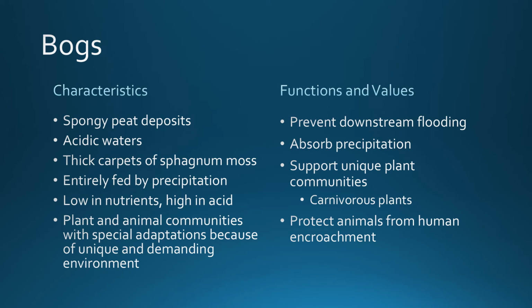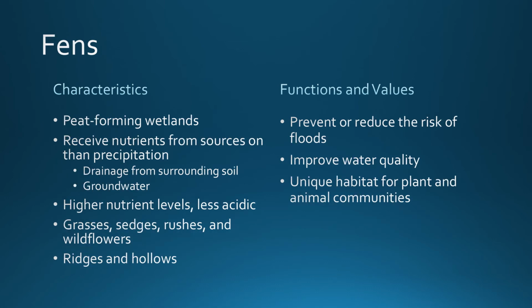And then finally, there are fens, which are also peat forming, but they receive nutrients from sources other than precipitation. And that is a typo. So they have drainage from the surrounding soil as well as groundwater. So they're similar to bogs, but they have much higher nutrient levels and they're less acidic. And they have a more common group of plants, so grasses, sedges, rushes, and wildflowers.